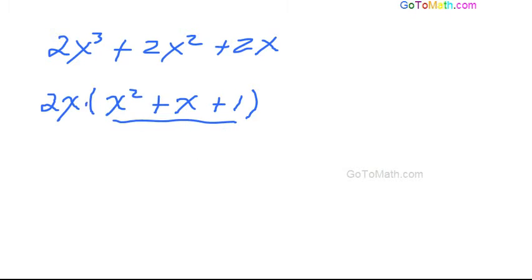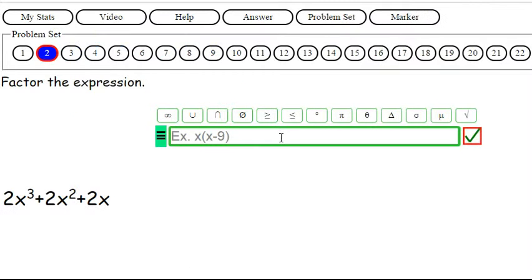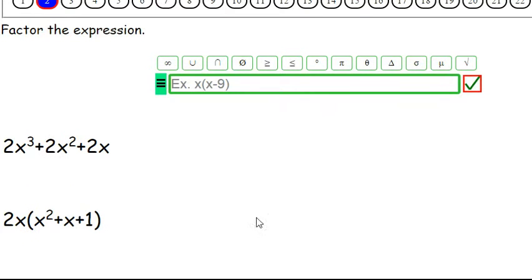Okay, so there we go. Let's move back to the page here. So we have 2x. As you can see, just distribute it across and you get back what we started with, right? Okay.